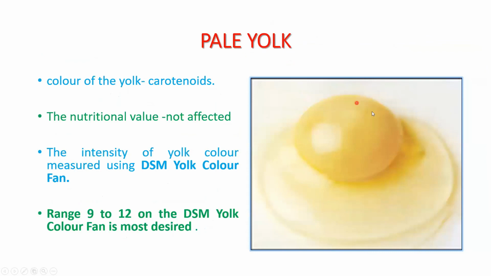Pale yolk, this again depends on the feed that we give. So this is the pale yolk, which consumers normally do not prefer. The color of the yolk is because of the carotenoid pigments. The nutritional values are not affected, whether it's pale or yellow or more orange in color. The nutrition fact is not much affected. So you can measure the color using the DSM yolk color fan. Normally the consumer prefers the color ranging from 9 to 12 on the DSM yolk color fan.